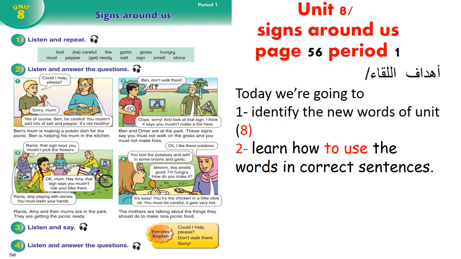As you see here, this is our lesson, Unit 8, Period 1, Signs Around Us. Signs around us means الإشارات من حولنا. Unit 8, Signs Around Us, page 56 in the pupil's book. في كتاب الطالب page 56 صفحة 56.